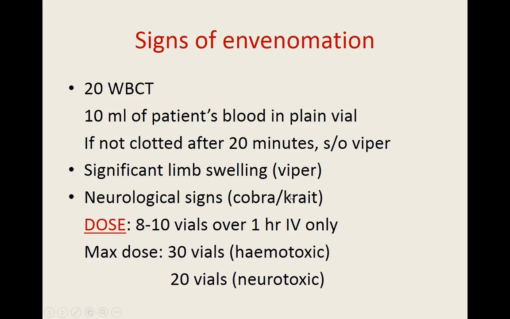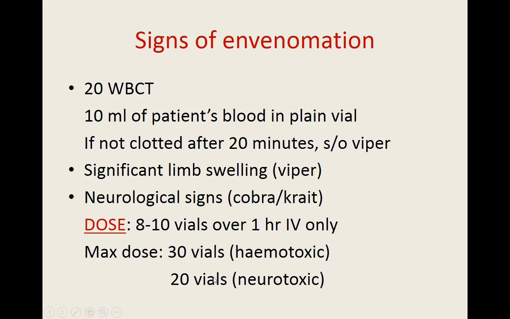Then, significant limb swelling, which does not subside, is also suggestive of envenomation, and neurological signs that I've already mentioned: difficulty in breathing, ptosis, drooping of the eyelid. So when there are signs of envenomation, anti-snake venom can be given. You can start with 8 to 10 vials over 1 hour. It is given as an intravenous infusion.